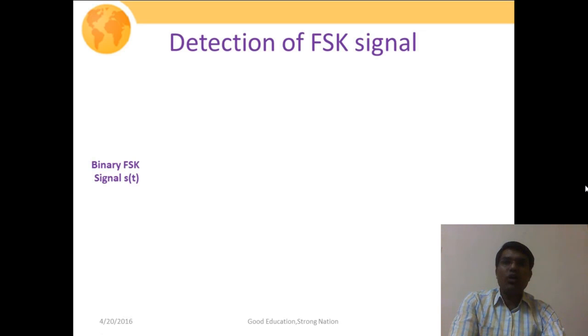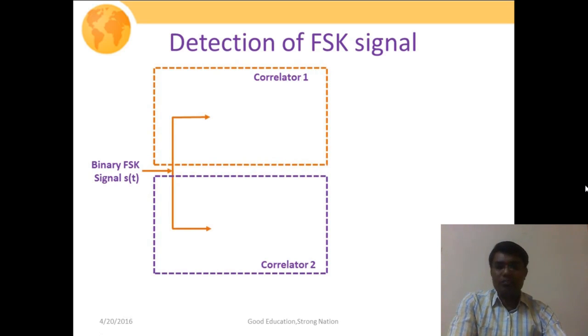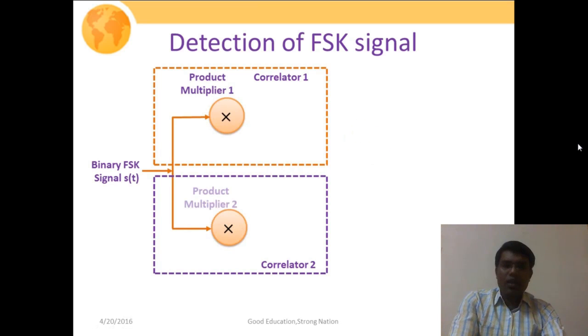This particular slide shows how we are going to coherently detect our FSK signal. Again, we have the FSK signal s(t) as our input, which will be simultaneously passed through two correlators. A correlator is actually the combination of a product multiplier followed by an integrator. Simultaneously, our binary FSK signal s(t) will be passed through the two product multipliers, whose second input is essentially the carrier waveform. The upper correlator has the carrier frequency omega 1, and the lower correlator's product multiplier circuitry has the other carrier frequency, omega 0.